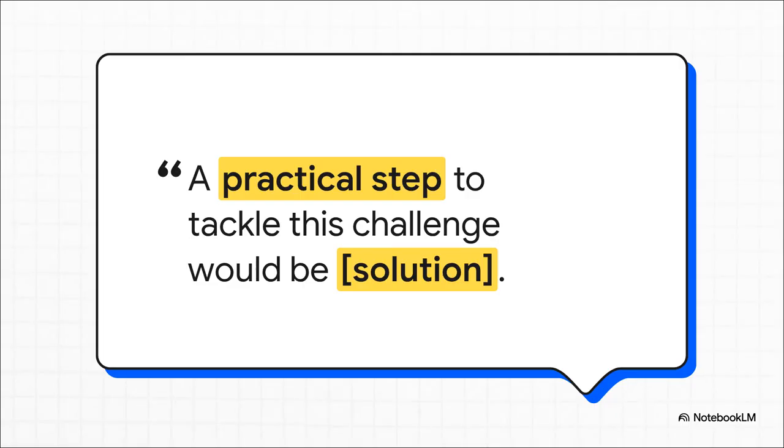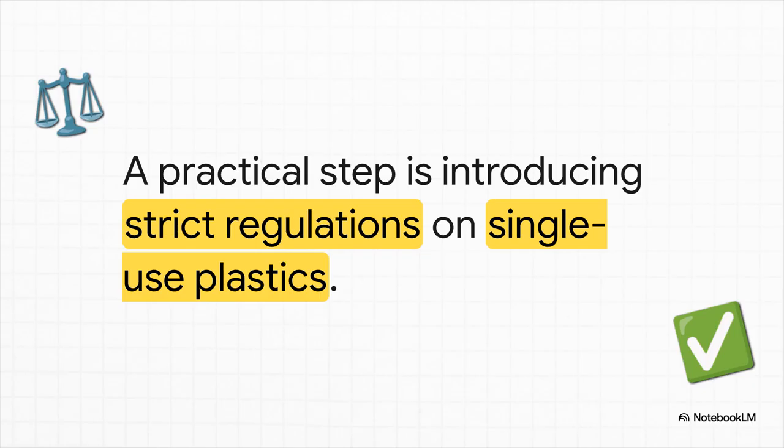Just like before, we're starting with a clear and direct topic sentence. But this time, instead of stating a problem, we're proposing a clear, actionable solution. So the problem was environmental degradation. The solution we're proposing is strict regulations. You see, it's a direct answer to the issue we just laid out.